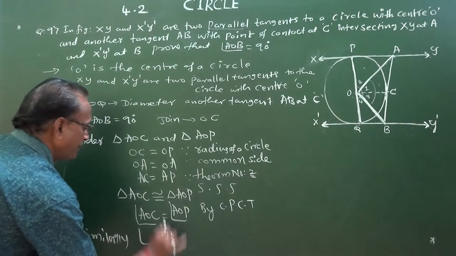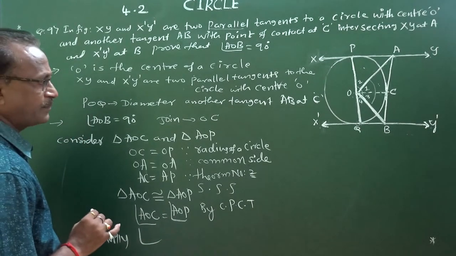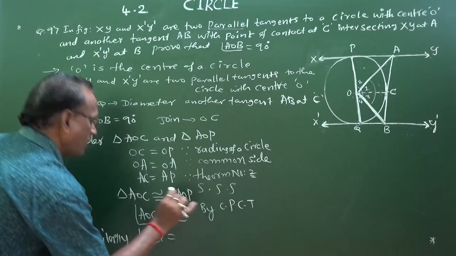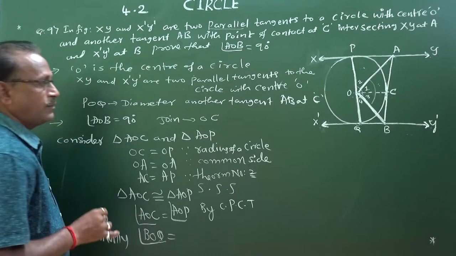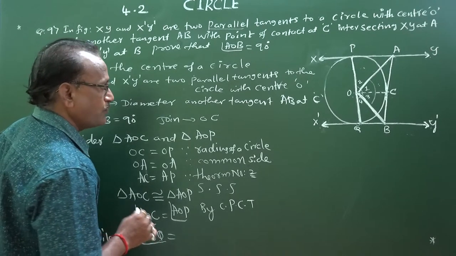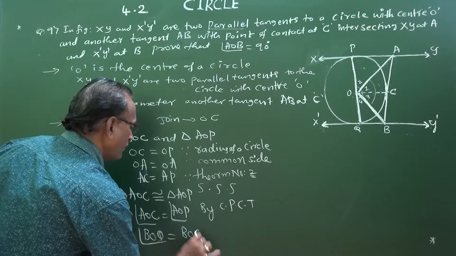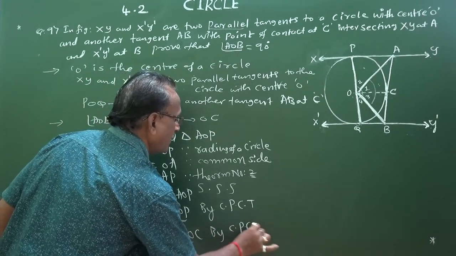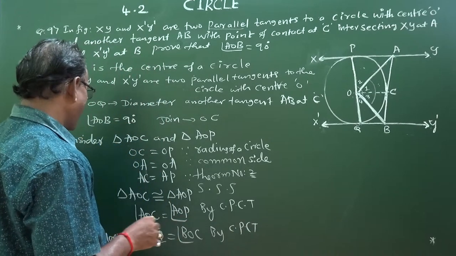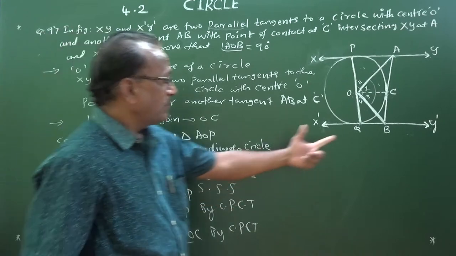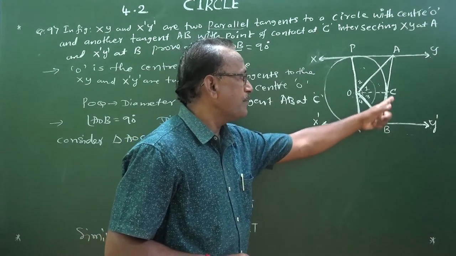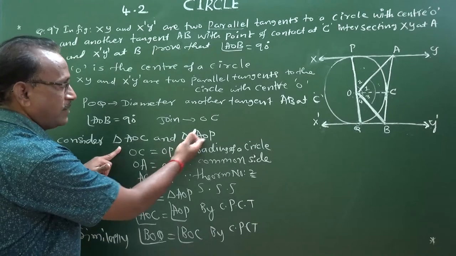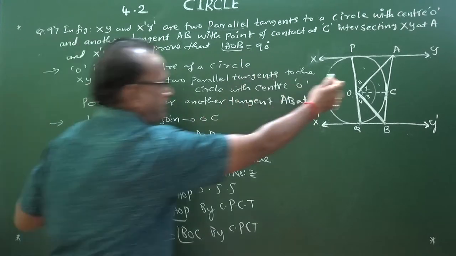Similarly, the angle BOQ is equal to BOC. Here also, this is by CPCT. In a triangle, BOQ and BCO, see these two triangles. This is the part of the triangle.